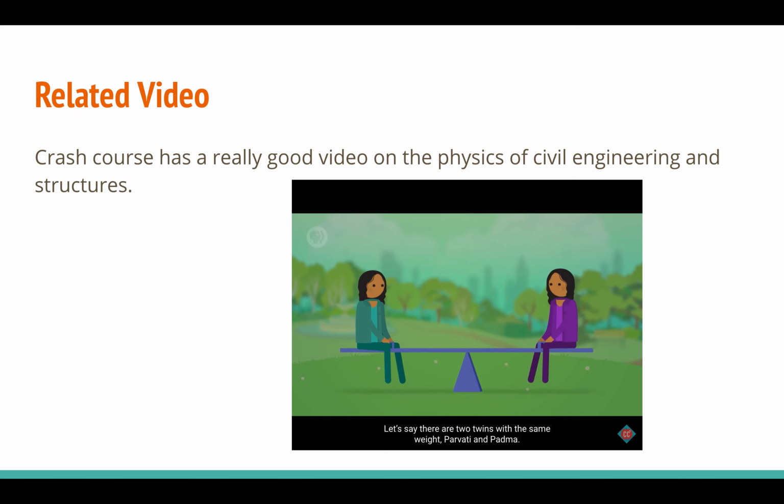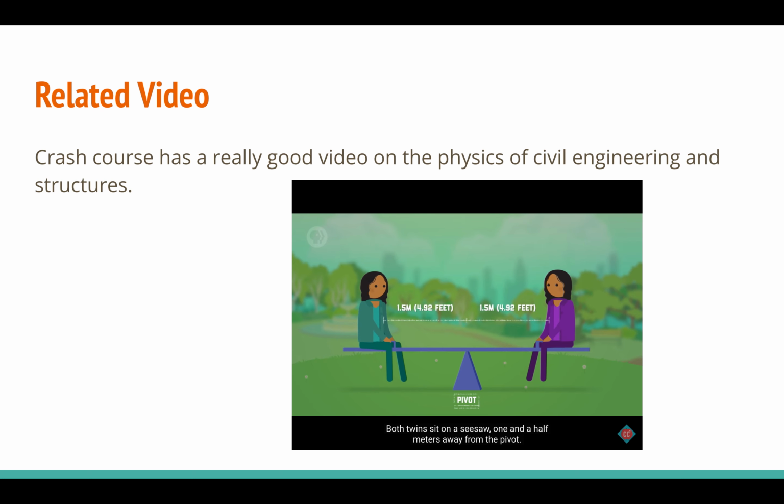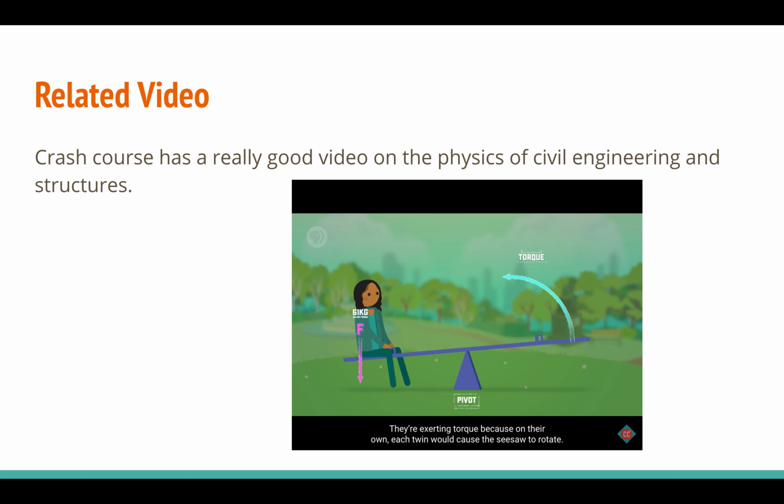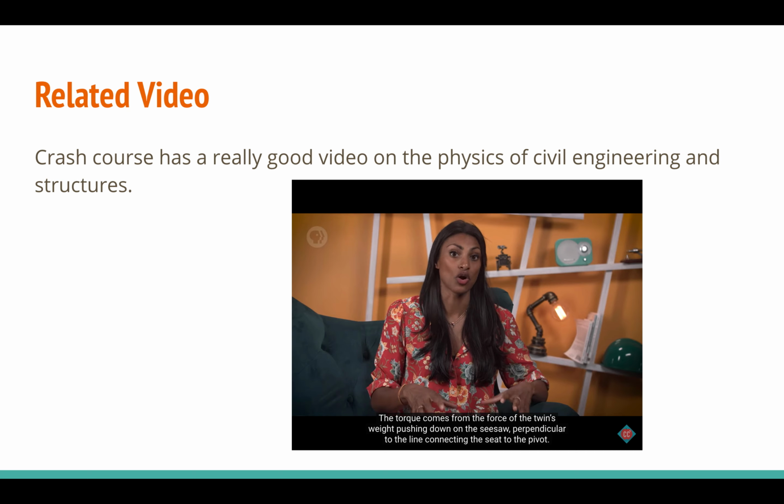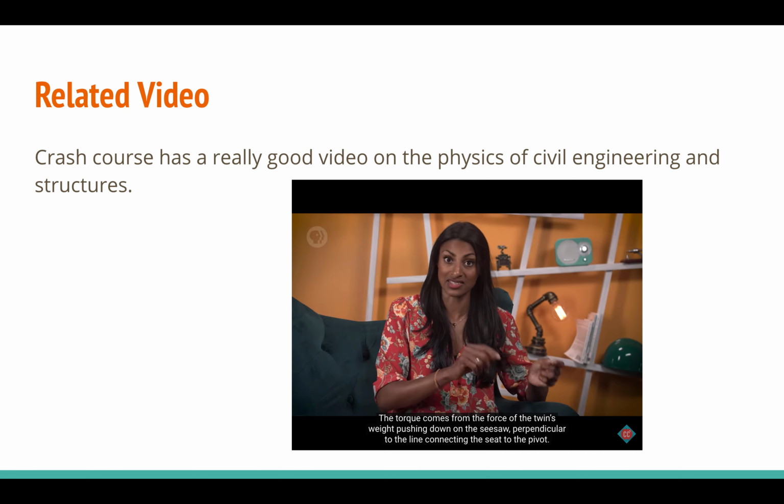a seesaw. Let's say there are two twins with the same weight, Parvati and Padma. Both twins sit on a seesaw 1.5 metres away from the pivot. They both weigh 600 newtons, the equivalent of about 61 kilograms of mass, being pulled down by gravity. They're exerting torque because on their own, each twin would cause the seesaw to rotate. The torque comes from the force of the twins' weight pushing down on the seesaw, perpendicular to the line connecting the seat to the pivot.